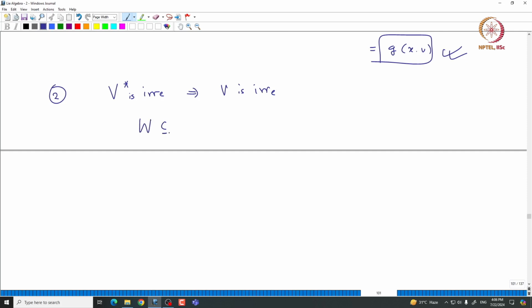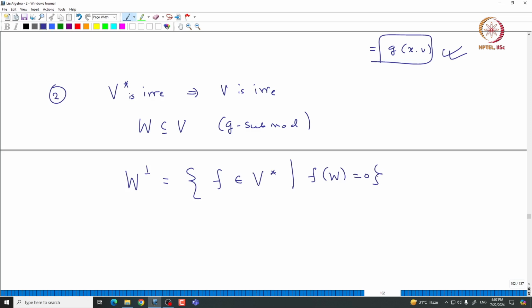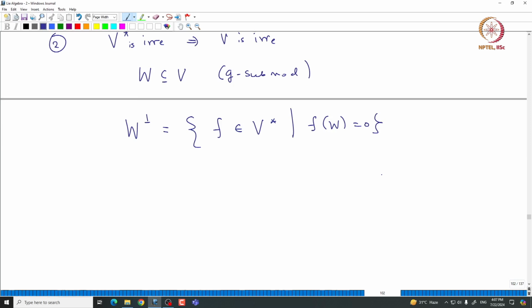Let us start with W, which is a G submodule. Then one can talk about the perpendicular of W inside V star. One can define this perpendicular. These are those functionals on V which take value 0 on this entire subspace, which is a natural subspace one can associate with W inside the dual. It is basically the complement with respect to the dual. So, one can easily see that the dimension of V is the same as the dimension of W plus the dimension of W perp. It is basically linear algebra, one can prove this.